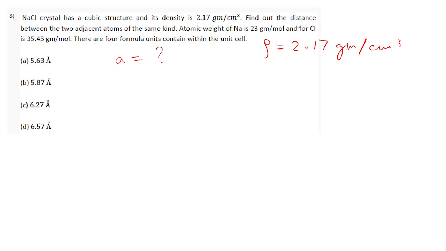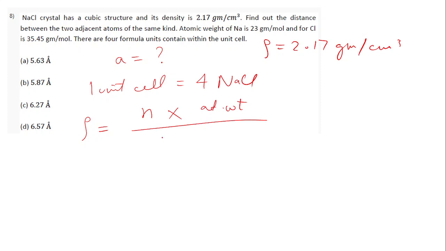Atomic weight is given. There are 4 formula units contained within the unit cell, means one unit cell has 4 NaCl molecules. That means it seems it's like FCC, but anyway. So one unit cell has 4 formula units of NaCl. Now we know the formula of density for unit cell. It is number of molecules multiplied by atomic weight divided by Avogadro number and volume.